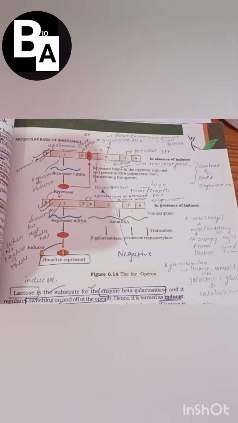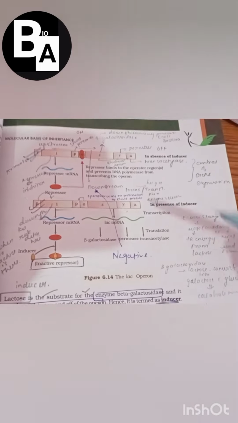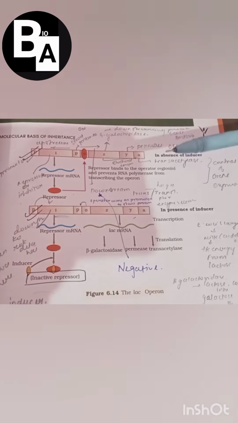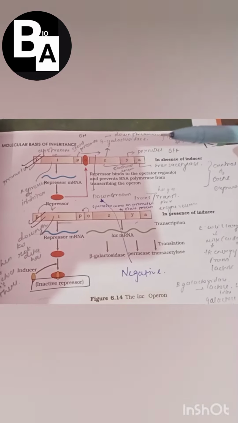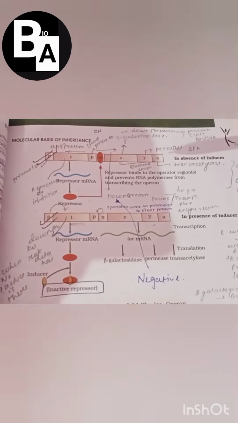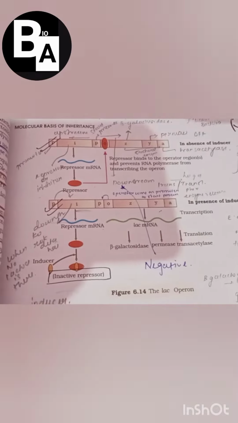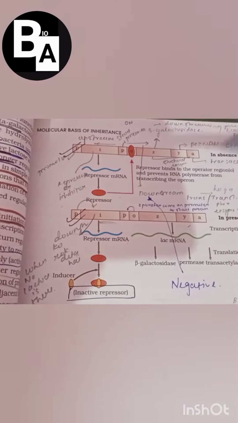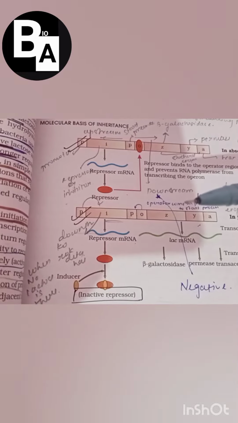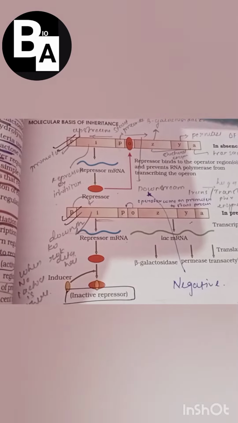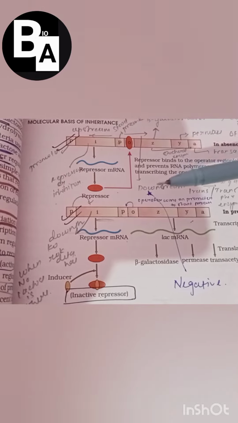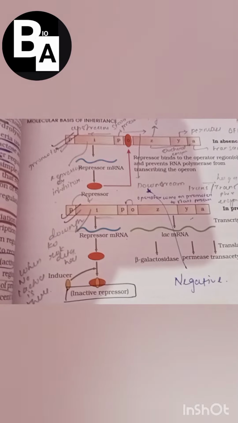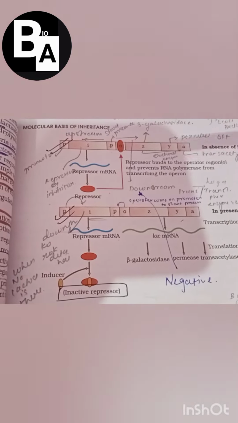So here P stands for the promoter, I stands for the inhibitor. Again there is a P which stands for the promoter, O is for the operator, and there are 3 structural genes, that is Z, Y, and A. And when there is an absence of inducer, what is inducer over here? Here inducer is the lactose. So if there is an absence of lactose in the system, that time the I, that is the inhibitor, will code for a repressor mRNA which will go and stick to the operator. Because of that, it will prevent this RNA polymerase from transcribing the operon. So it will not move further and the mechanism will be off.